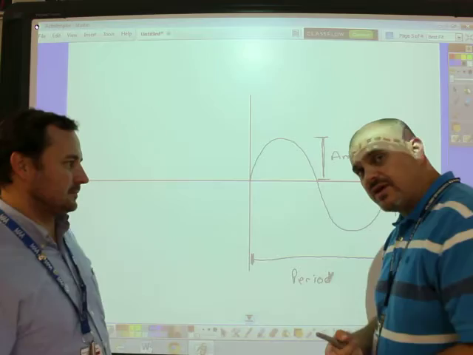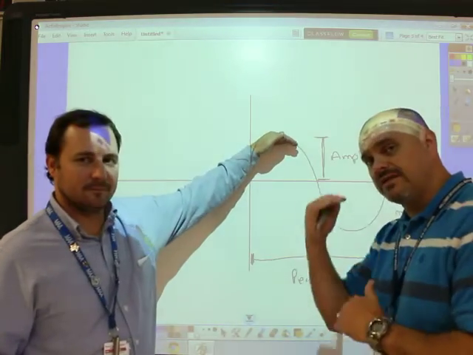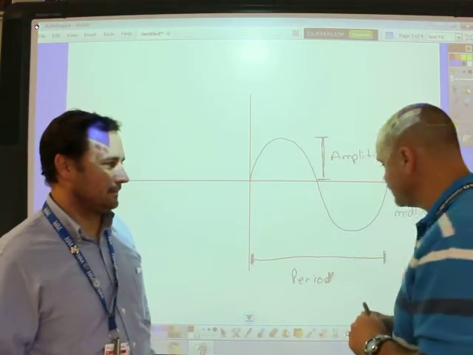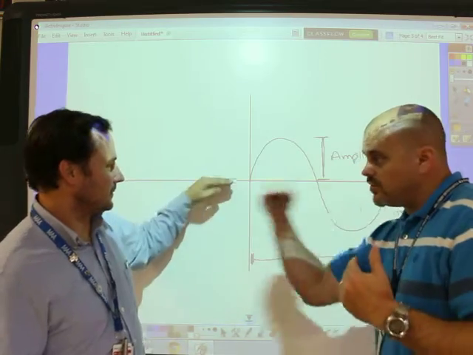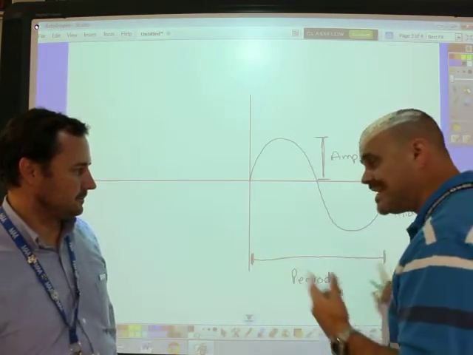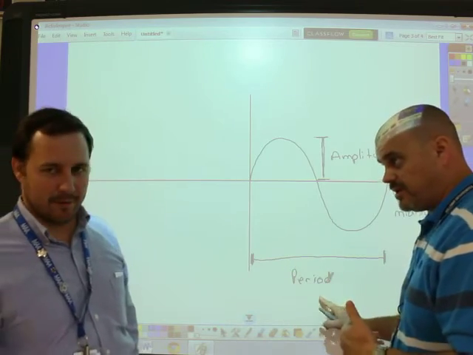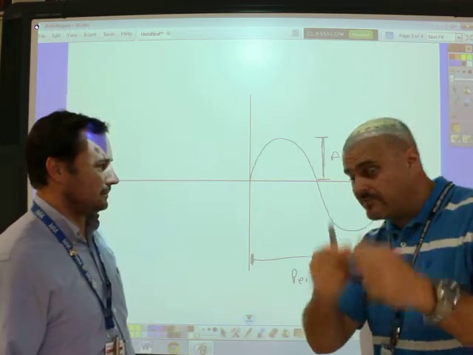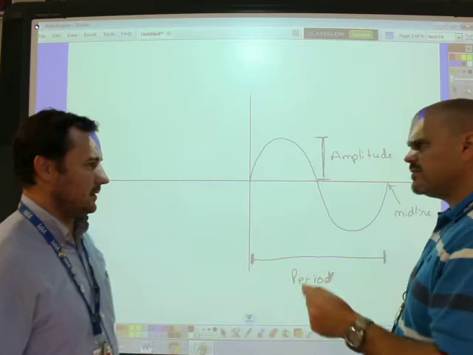One of them is amplitude, the height of the wave above the midline. That's vocabulary, write it down. Then there's the midline, the middle of the wave, vocabulary, write it down. Then there's the length of one wave, the period, write it down, vocabulary. There's one other thing we need to talk about.